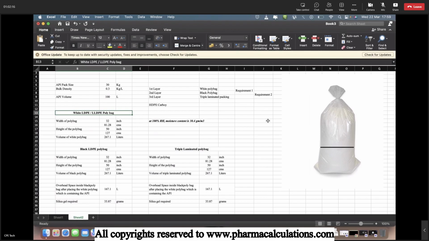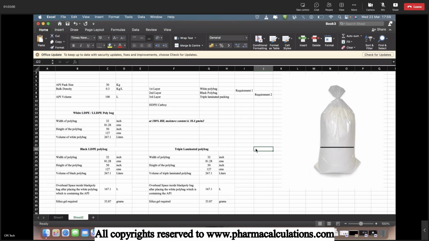So this is the theoretical thing that we are going to do. And apart from that, what I have seen is, some other people they will be considering the total volume. Instead of having the overhead space, they will be taking the total volume of polybags. Like here in the formula, I have used only 167.1 liter. And few people are going to consider total 267 liters. And if the same is going to be considered, automatically the silica gel requirement is going to get increased, but it's of no use.